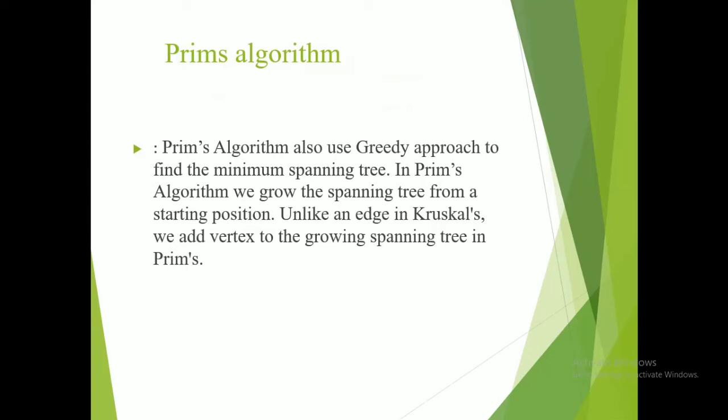First, Prim's algorithm. Prim's algorithm uses a greedy approach to find the minimum spanning tree. In Prim's algorithm, we grow the spanning tree from a starting position. Unlike Kruskal, where we add edges, in Prim's we add a vertex to the growing spanning tree.